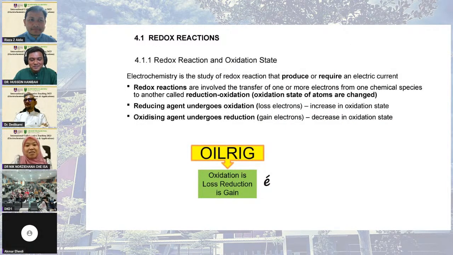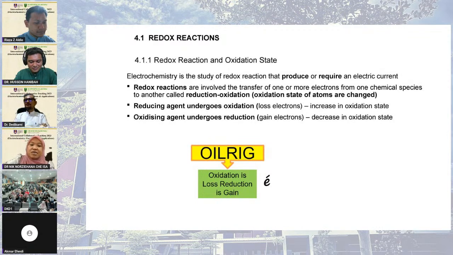Of course, electrochemistry is the study of redox reactions that produce or require an electric current. The word redox comes from reduction and oxidation. When we talk about electrochemistry, we are familiar with the term OIL RIG. OIL is part of the oxidation and RIG is part of the reduction. What is OIL?